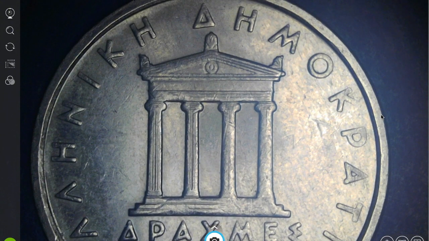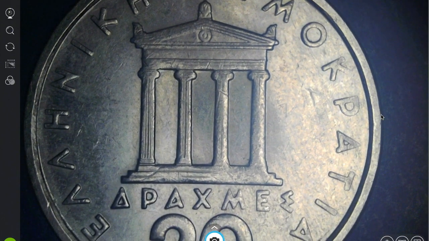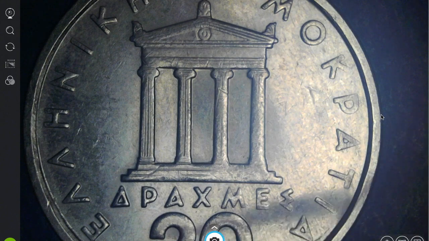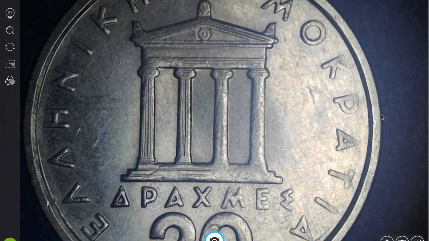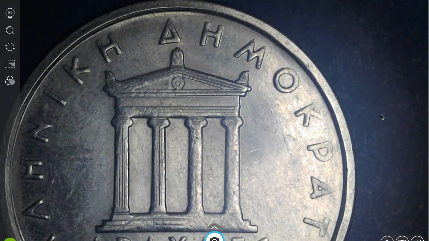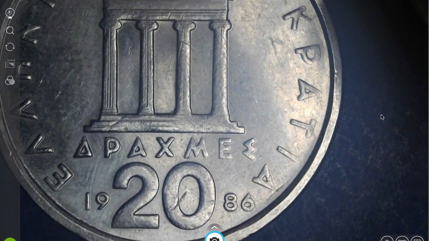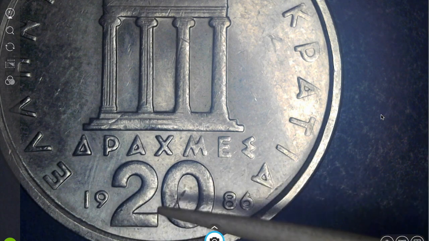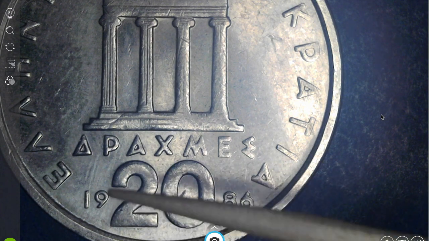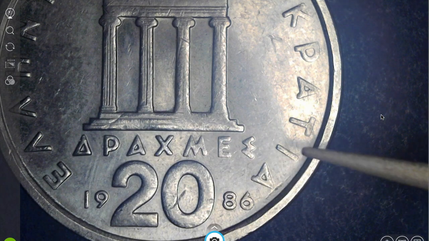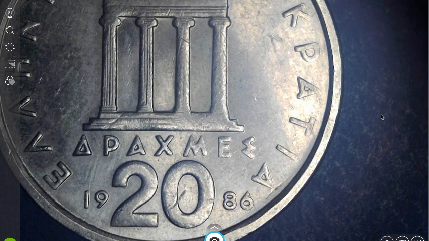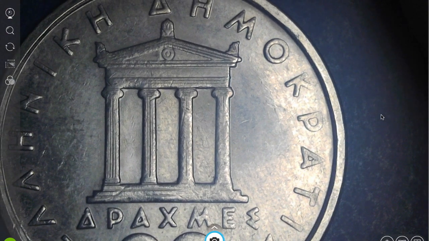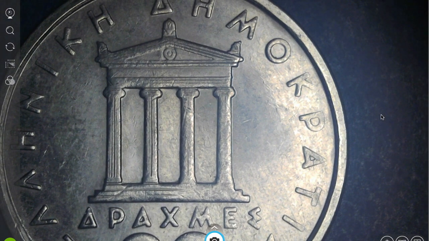This is the last coin we'll look at today, and again we see the inscription Ellenike Demokratia. This is a rather large coin. It's about the size of a US $50. At the bottom of the coin we see the date, 1986, and the unit, 20 drachmes. In the center of the coin we see the facade of a rather stately classical building.